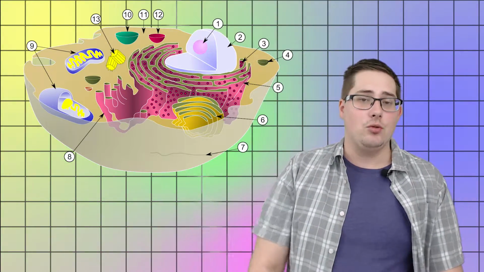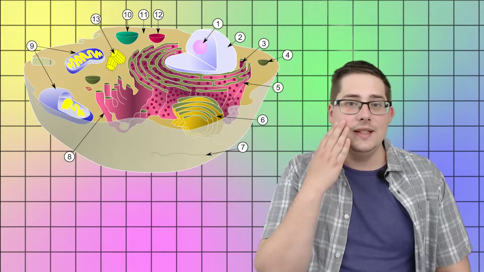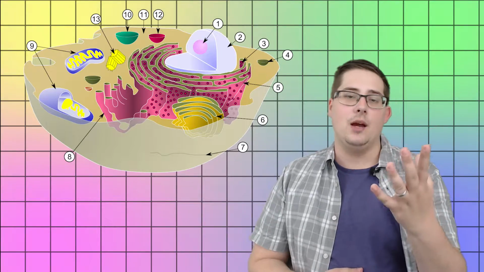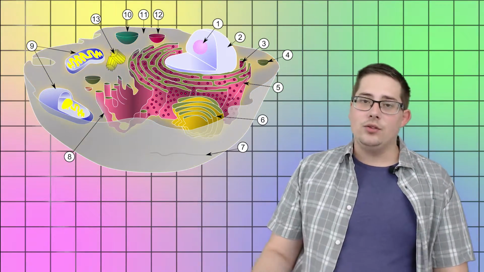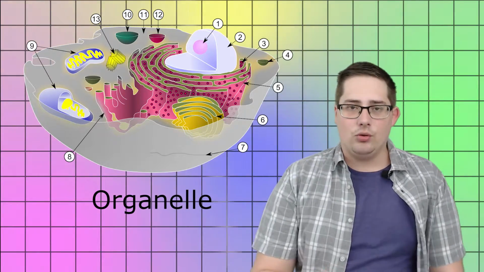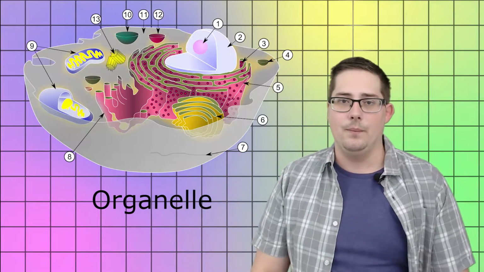Just like your body has organs that carry out a certain function, for example, the eye allows us to see, and our stomach allows us to digest food, and our hands allow us to pick up things, the organelles within a cell allow the cell to carry out various functions. Each organelle has a specific function, and in this video we'll look at a couple of them.